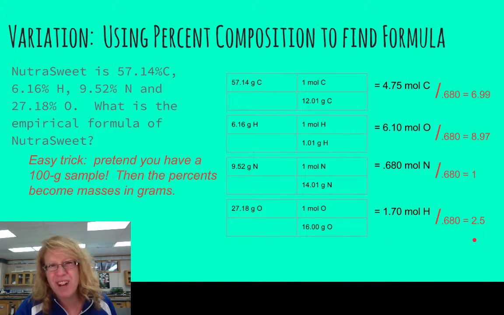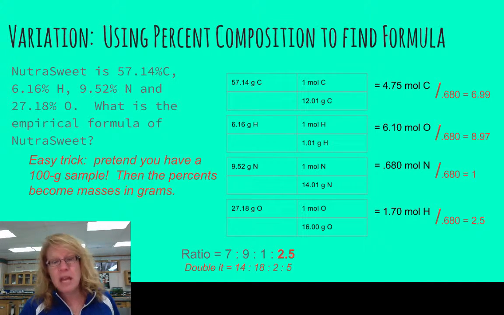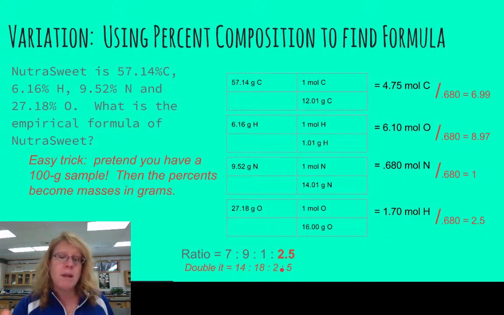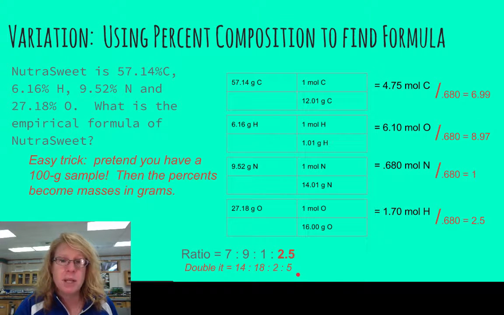Oh, 2.5. How do I deal with that? It's one of those things I call a fractional, right in the middle. So here's how I would end up dealing with a fractional like that. Because it's a half, I take my entire ratio and multiply it by 2. So I end up with an overall formula that's big, like a lot of organic compounds. I get a crazy number like that. 7 becomes 14, 9 becomes 18, 1 becomes 2, and 2.5 doubled becomes 5.